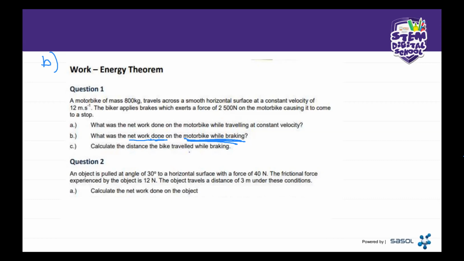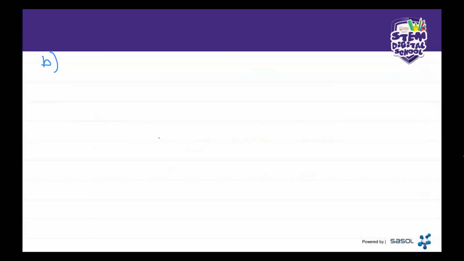Oh no, man, I think I made a mistake here. What was the net work done while traveling at a constant velocity? Ooh, guys, I'm sorry. Teacher has made an error here for number A. For number A, at constant velocity, let me just try and sketch it out. If your motorbike is traveling at a constant velocity, this is you driving the motorbike. That's why I did science and not drawing.